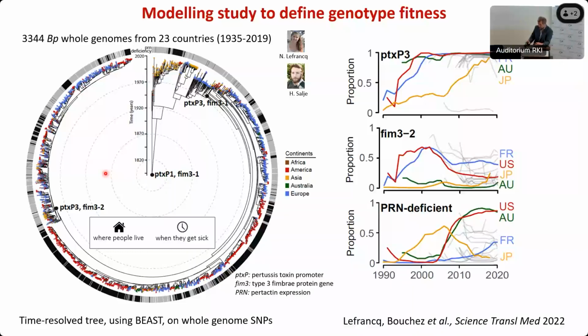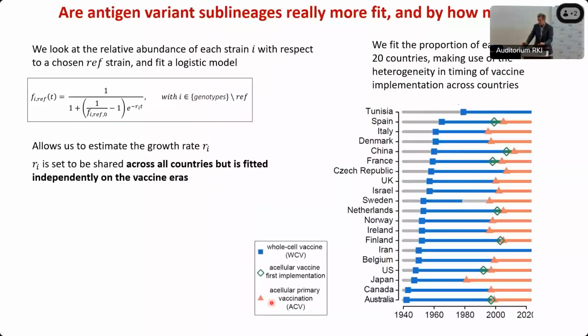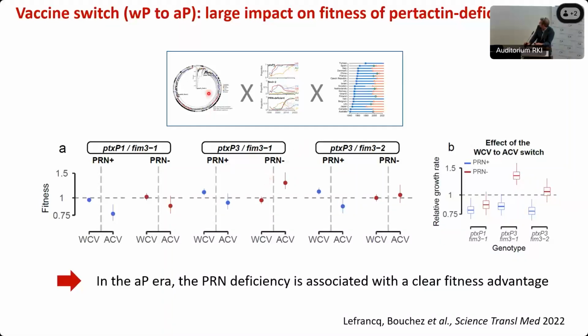So for that, we used a model that Henrik Sallier developed together with our PhD student, Noémie Lefranc. This is a logistic model that I'm unable to explain to you. But we tried; questions should be addressed to Henrik and Noémie. We tried to fit the change in frequencies of these different genotypes according to the genomic sequences, but also according to the introduction of the two different vaccines in the populations. In blue, you see the era where for each country the whole cell vaccine was used, and then the acellular vaccine in orange. So using all this data, Henrik and Noémie were able to measure the fitness of all these different combinations of genotypes.